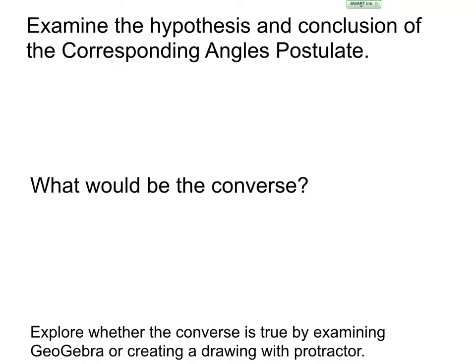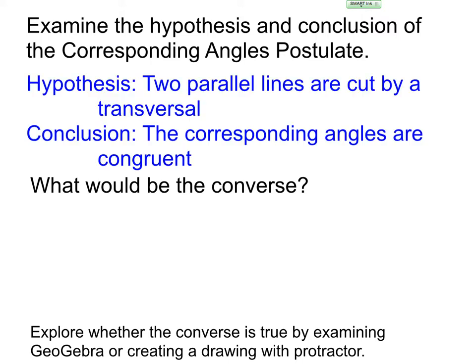So let's take a look at one that's in your notes. Find the corresponding angle postulate. It was probably in section 3.2. What is the hypothesis? What do you have to have to use the corresponding angle postulate? Two parallel lines cut by a transversal. That's what you have to have. And what do you end up with? Right. So the parallel lines is the hypothesis. The conclusion would be the angles are congruent.